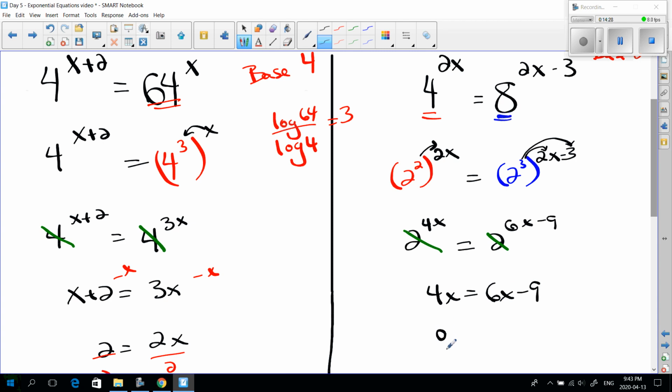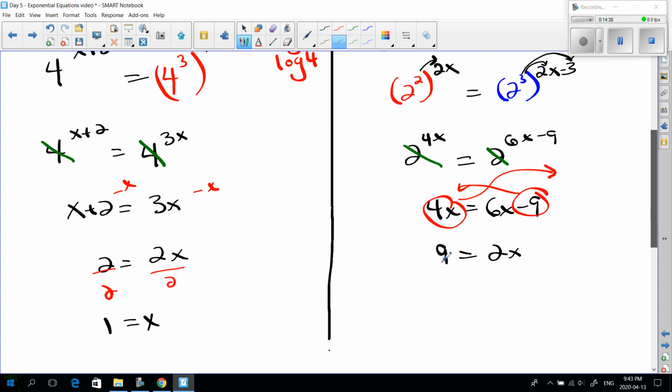Okay. 9 equals 2x. So I brought this guy over here, and I brought this guy over here. The negative 9 became a positive 9. 6x minus 4x became 2x. Divide both sides by 2. And x is equal to 4.5 or 9 over 2.